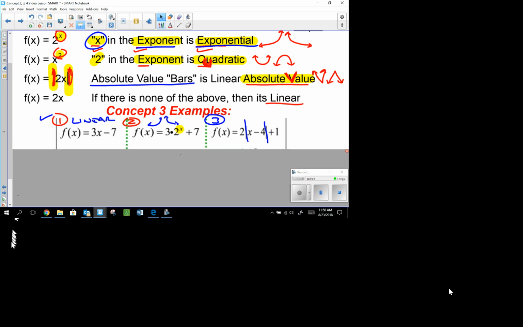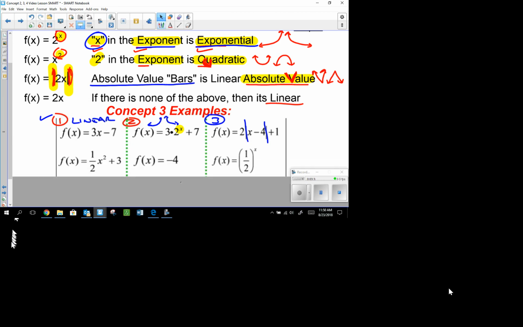Let's go ahead and look at the second set. Again, when I look at this, I see the 2 in the exponent. We should know when there's a 2 in the exponent, it is quadratic. And then I spell quadratic with a U. So therefore, I know it's U-shaped. This one, just like the first one, has no exponents, no bars. Therefore, it must be linear.